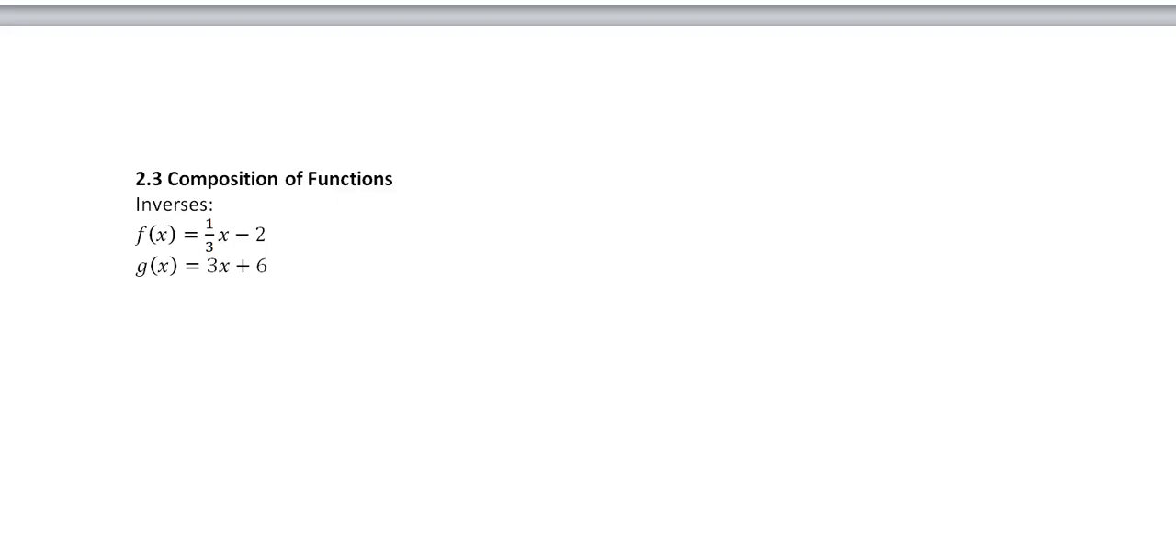Alright, so we are going to work on 2.3 composition of functions, and in this particular case I'm talking about a very specific and very special composition of functions. We are talking about a set of functions that are inverses of one another. The idea is what you would expect: if you put an x value into the first function, and then use that output to go into the second function, you should get the original number back out if they are inverses.